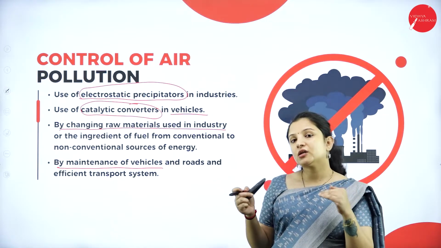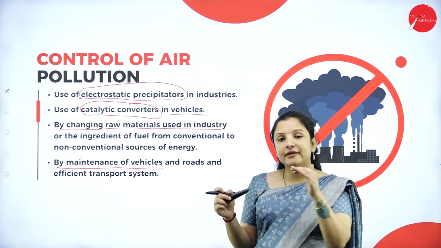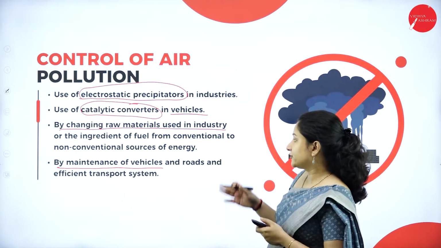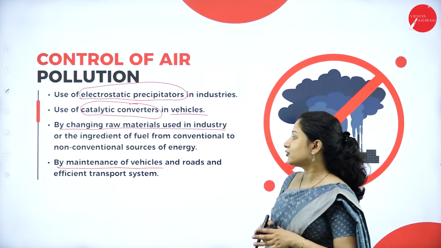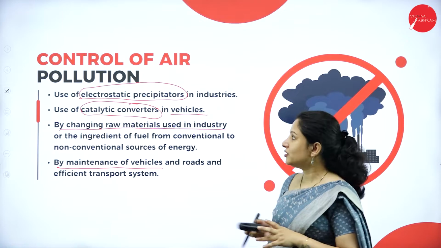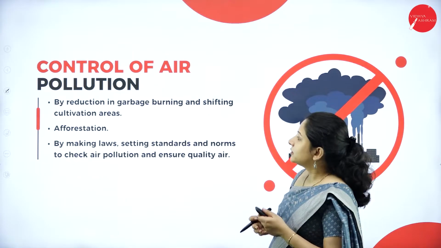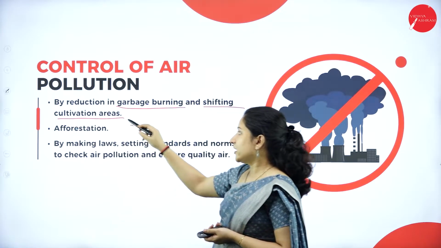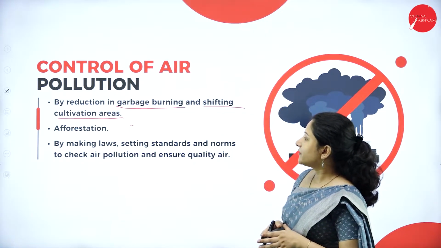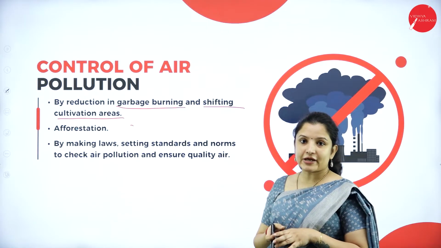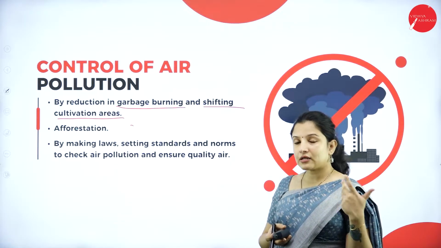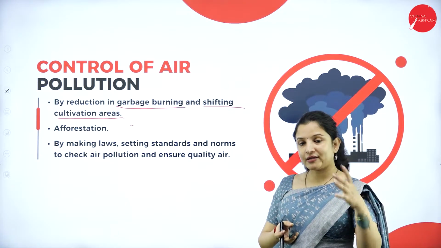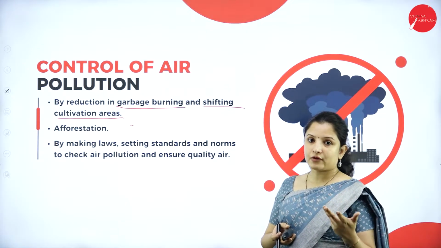But if every year you maintain it properly, then the amount of toxicity being released to the atmosphere will be reduced. So therefore, by maintenance of vehicles and roads and an efficient transport system, air pollution can be controlled. Next, by reduction of garbage burning and shifting cultivation area. Shifting cultivation means instead of going for slash and burn agriculture, why can't they go in for other cultural practices in such a way that it doesn't cause pollution to the environment?